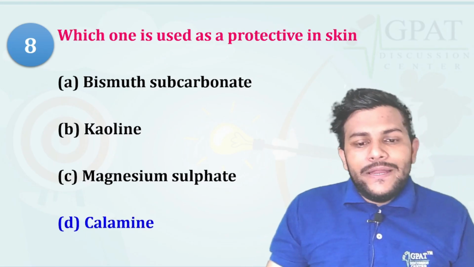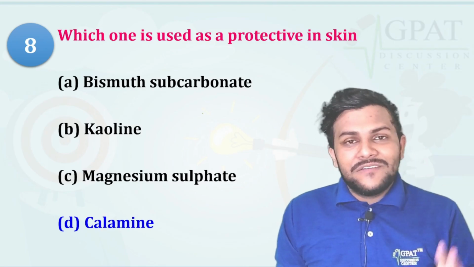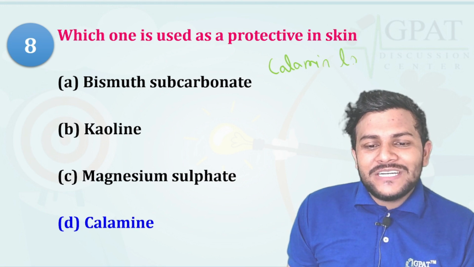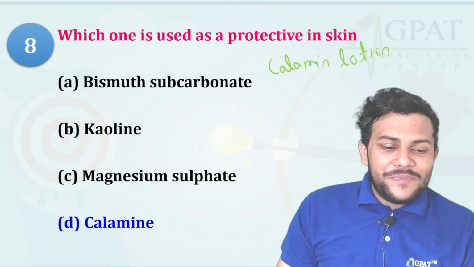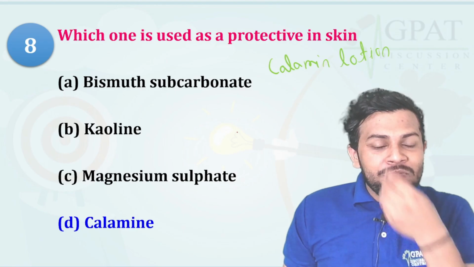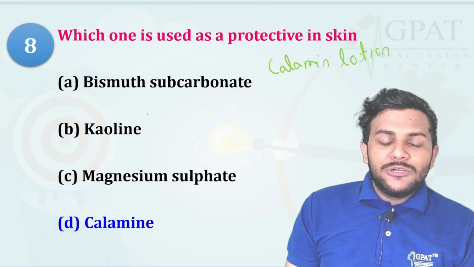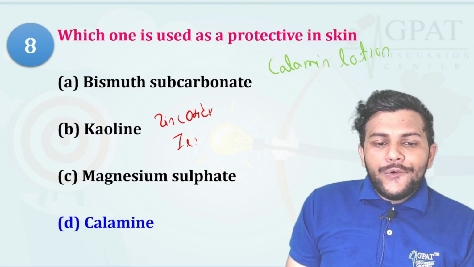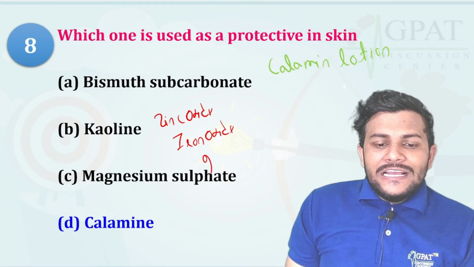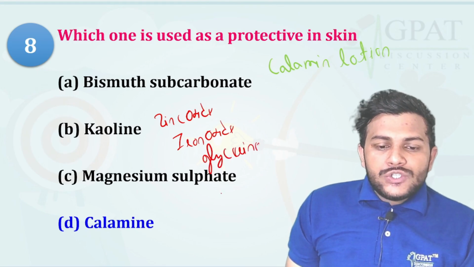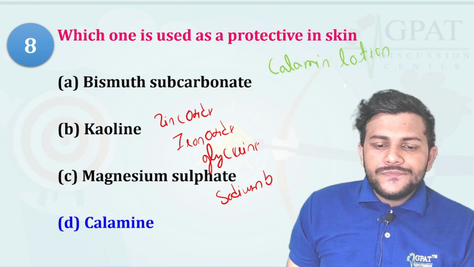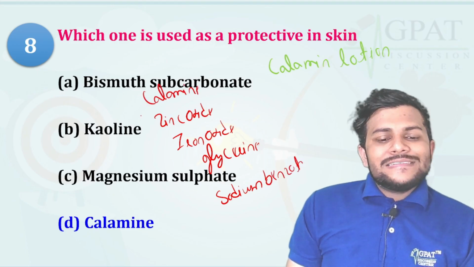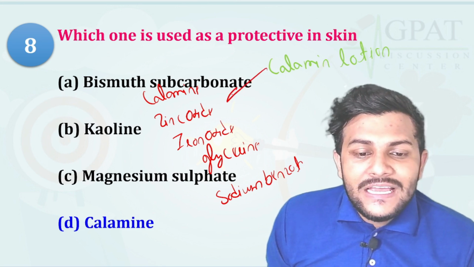So what exactly is calamine? Students, I hope in B Pharma first semester, first year, you made the calamine lotion. I hope everyone knows the meaning of calamine lotion, because this was the first practical I performed in my B Pharma first semester. In calamine lotion preparation, we are taking zinc oxide, iron oxide, glycerine, sodium benzoate as a preservative, and our calamine. These are the basic ingredients we use to make the calamine lotion.